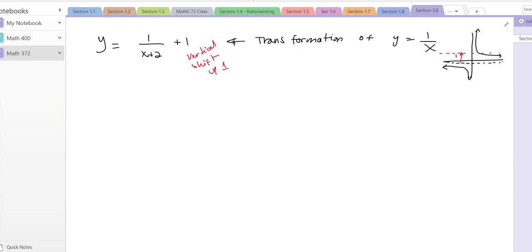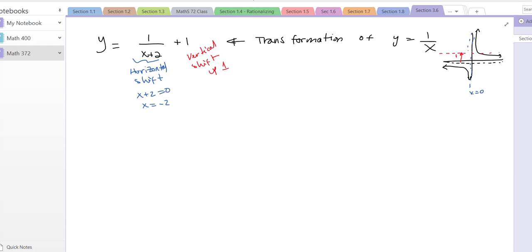And we have a horizontal shift. Which way? This moves to wherever x plus 2 is 0, which means when x is negative 2. So that's going to now be a vertical asymptote. Instead of being at 0, it is going to move to negative 2.